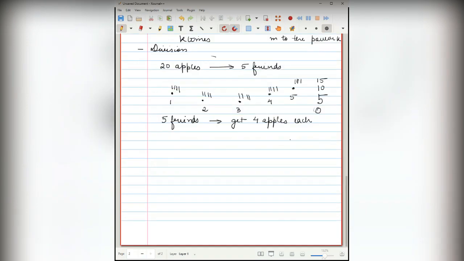So let's say if you had only 19 apples. Actually, there is some noise. I don't know what it is. Is everybody able to hear the same noise? I'll just mute everyone for now. Oh, I'm not able to mute from here.